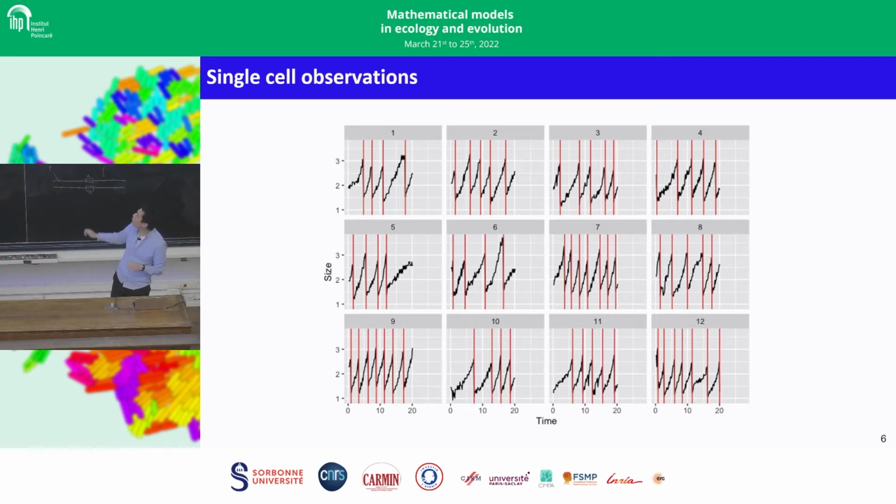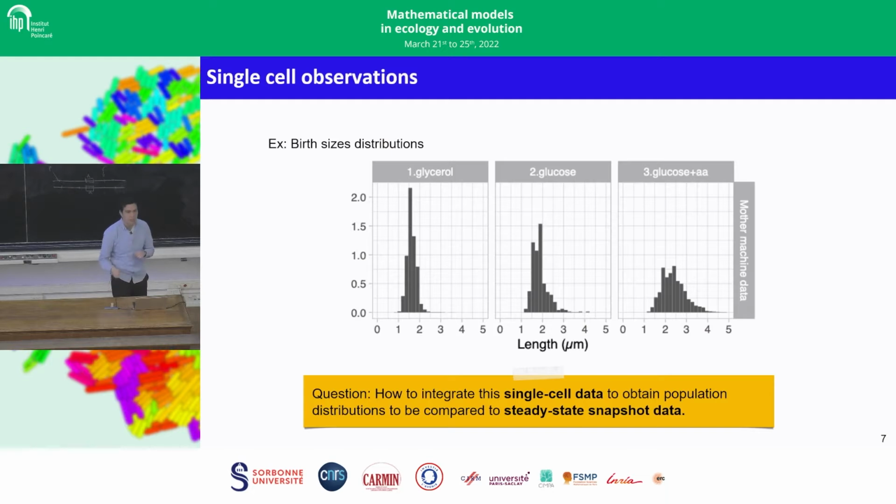So for example, using that data, you can look at the birth size of each cell, so between two red bars, and we have, for instance, the distribution like that. So for different media, you have the distributions of the birth size, and the idea is to use these individual-based distributions to calibrate a model that will predict the population. So these distributions are really different from what we'll observe in a population.